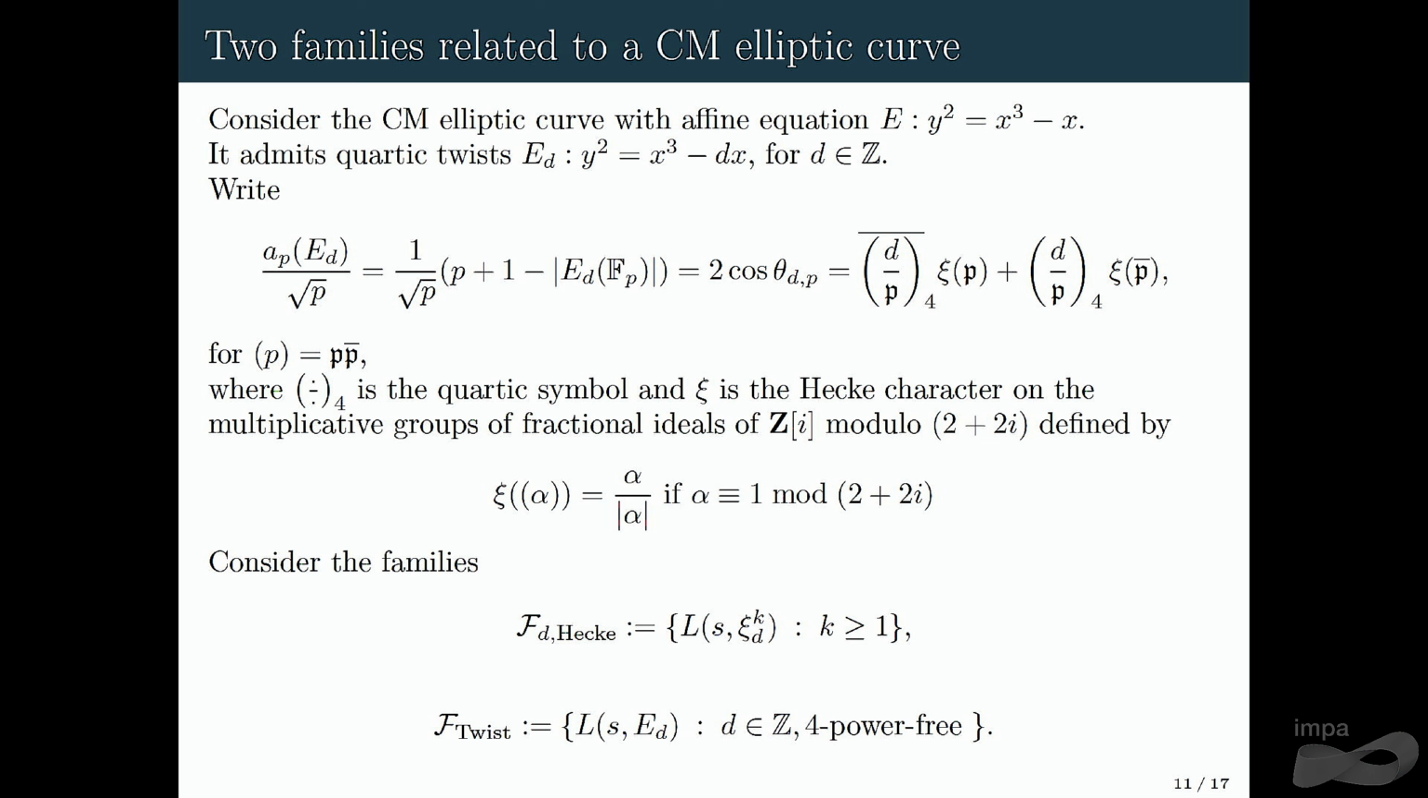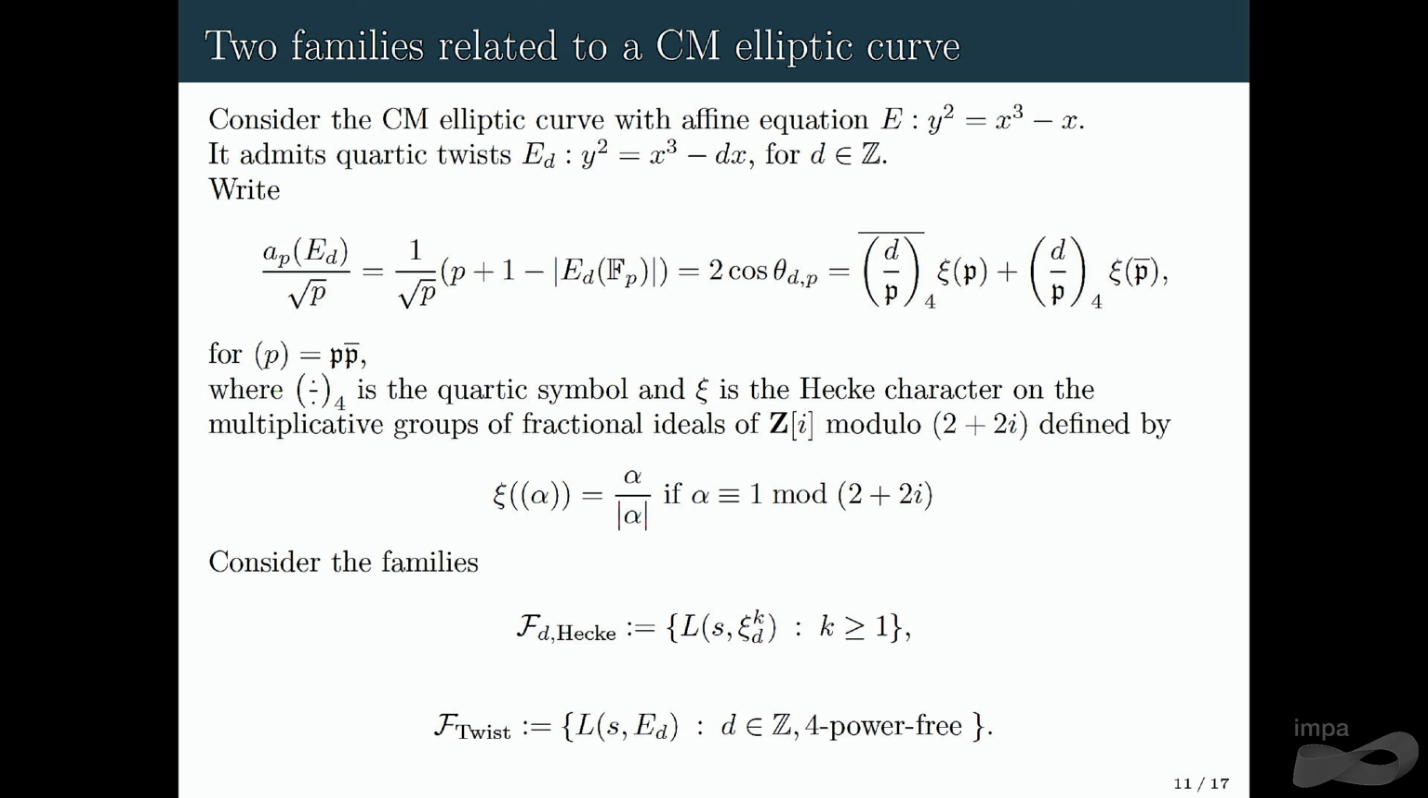And the first family is looking at powers of my character, psi D, which, okay, I did not write what is psi D. Well, say this is psi D of p. So psi times the quadratic symbol is psi D of p. And since psi D has infinite order, I can take all the powers of this character, and that's going to be different characters all the time.